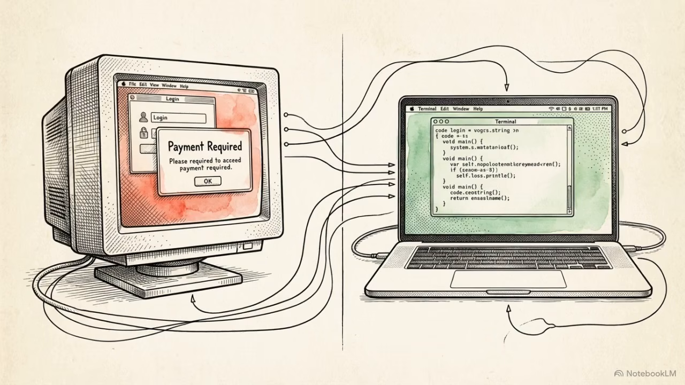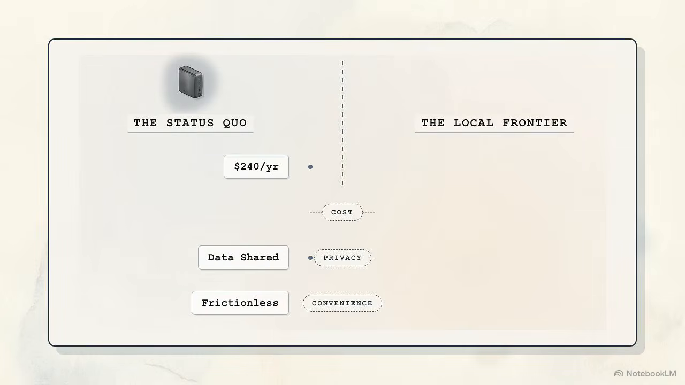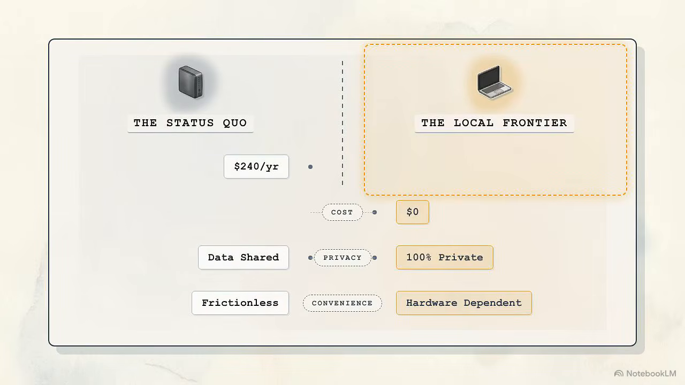That means you have a choice. Keep paying a $240 annual cloud tax, or move your workflow to a zero-cost local setup. This matrix breaks down the trade-off. We are moving from a rented, cloud-hosted model on the left to owning your infrastructure locally on the right. Your data stays on your machine.